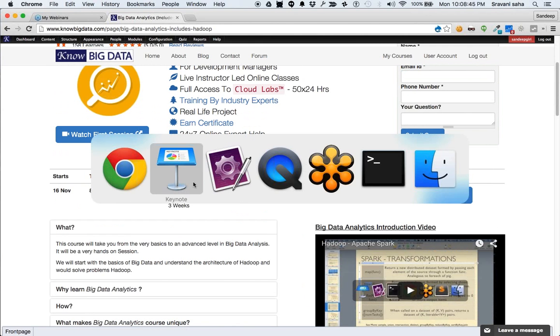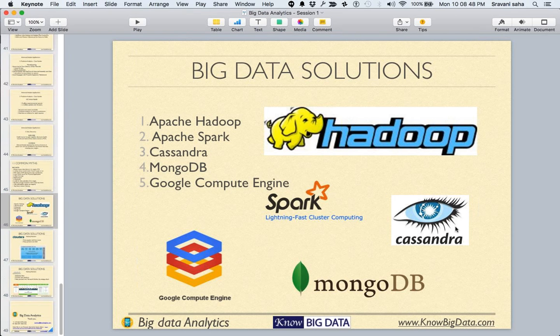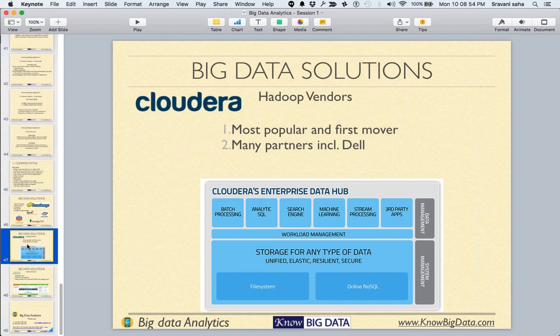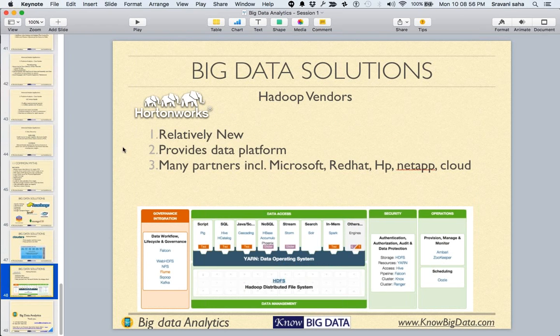All right, that was about the first session of big data analytics. From tomorrow we are going to go over all the existing tools, and then we are going to deep dive.